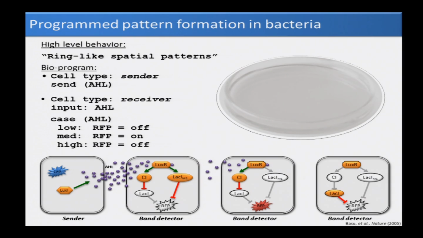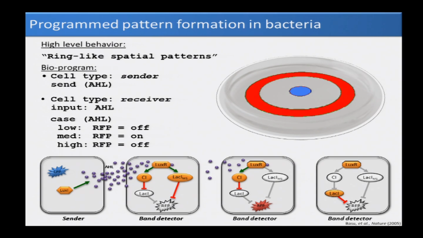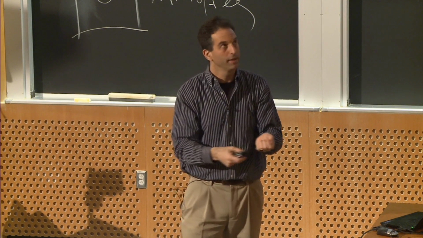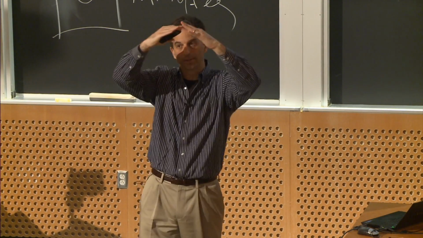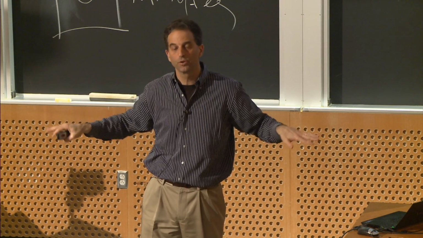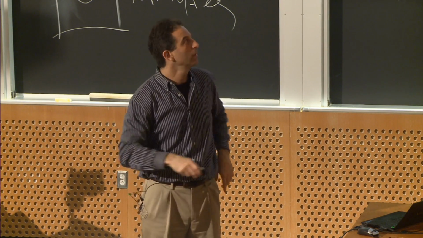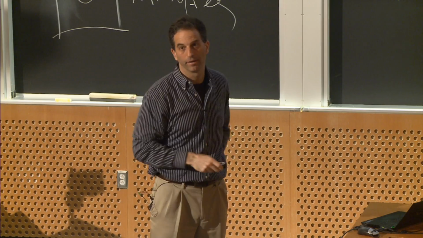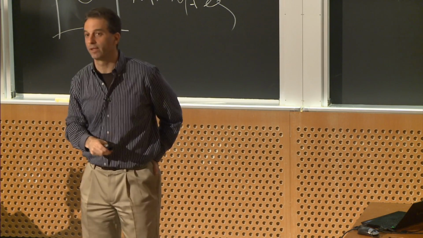The idea is that whenever you put receiver cells everywhere in a petri dish, and you put senders in the middle, then the communication signal builds up. There's a chemical gradient. Each cell interprets the chemical gradient and decides whether to make a fluorescent protein. Because of this steady chemical gradient due to diffusion and decay of the signal, you would get some kind of a bullseye pattern. That was the hope at least.